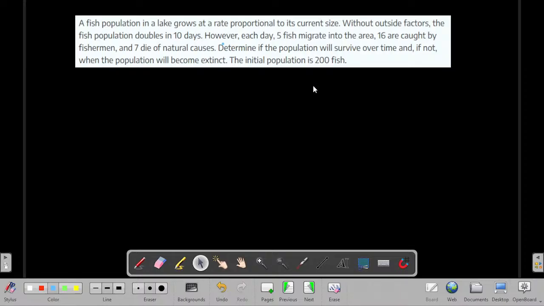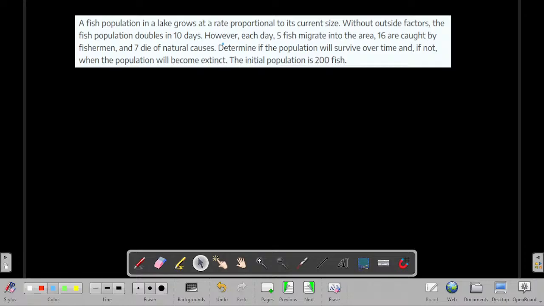So let's read it together, deduce the necessary information, and solve it accordingly. Right. A fish population in a lake grows at a rate proportional to its current size. First preamble. Without outside factors, the fish population doubles in 10 days. However, each day, 5 fish migrate into the area, 16 are caught by fishermen and 7 die of natural causes. Determine if the population will survive over time, and if not, when the population becomes extinct. The initial population is 200 fish, as simple as that.